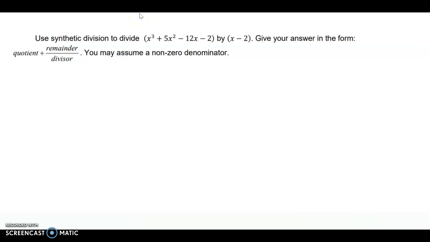Use synthetic division to divide x cubed plus 5x squared minus 12x minus 2 by x minus 2. Give your answer in the form here. You may assume a non-zero denominator.